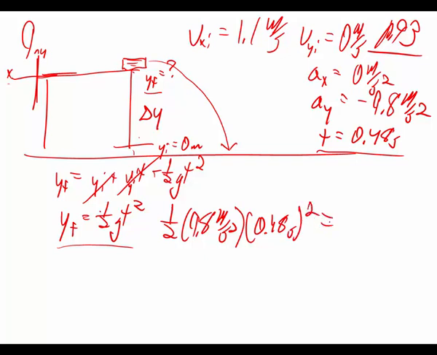And what do we get? 1.13. Is that right? Does that look right? Okay. All right. So that's what, A? All right, what's B? The horizontal distance from the edge of the table to where the book strikes the floor.